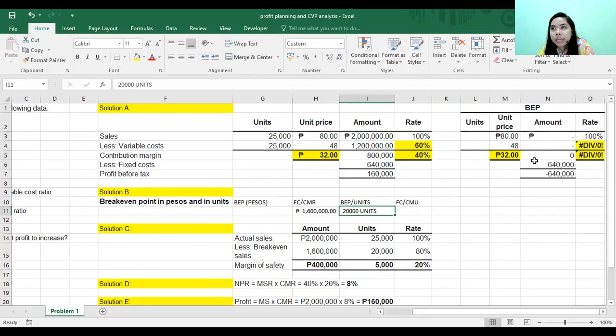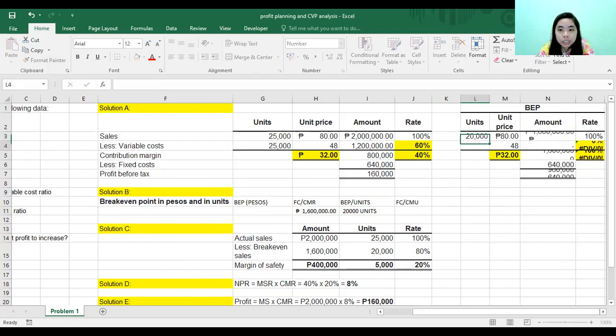So at break even, your profit is zero. You have no loss, no gain. So you are at break even. You have to sell 20,000 units. Now, as you could see, when we get the break even point in peso, your sales must be 1.6 million. So our answer is correct.